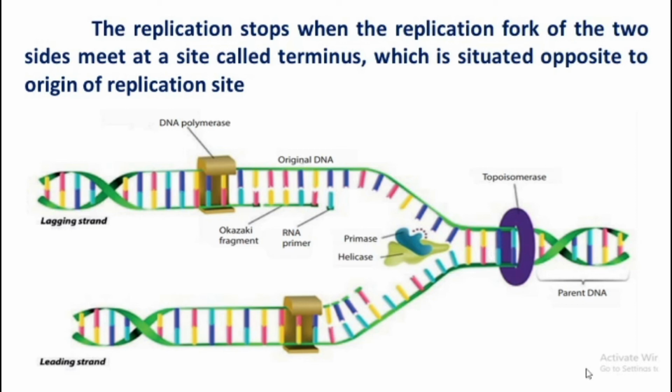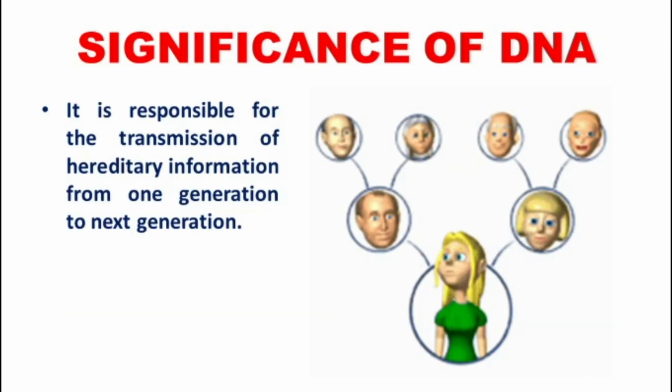Once the replication process is stopped, the 2 strands are separated completely and they will act individually. Then we are going to discuss the significance of DNA. It is responsible for the transmission of hereditary information from one generation to the next generation.